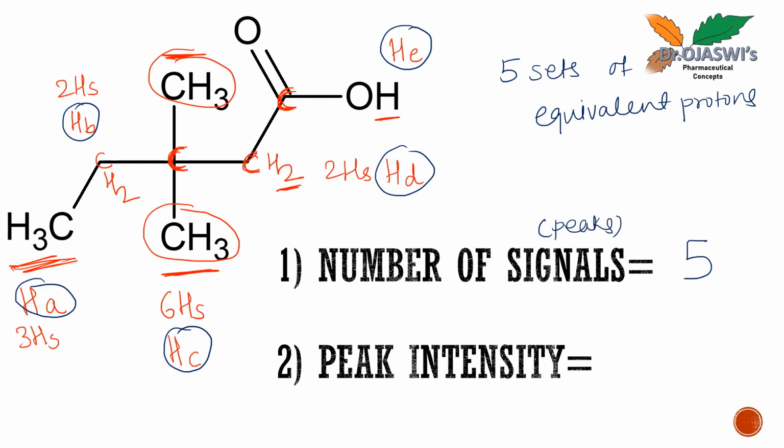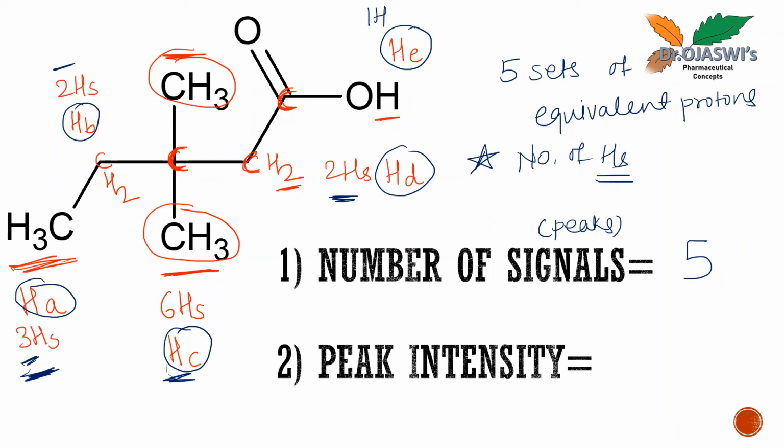Now what do we mean by peak intensity? As we have seen on the earlier slide, peak intensity gives us an idea about the number of hydrogens represented by that particular peak. So this peak represents 3 hydrogens. This peak represents 2 hydrogens. This peak represents 6 hydrogens. This peak represents 2 hydrogens, and this peak represents 1 hydrogen.